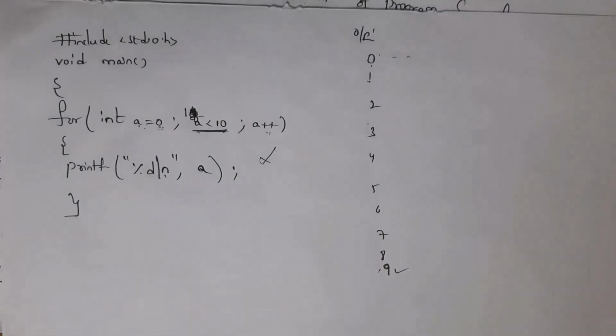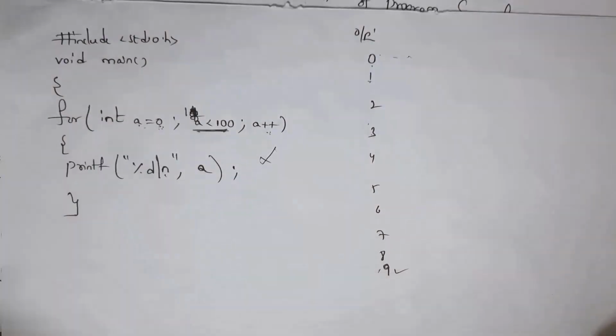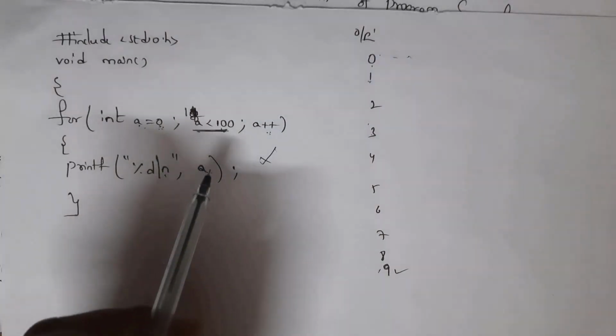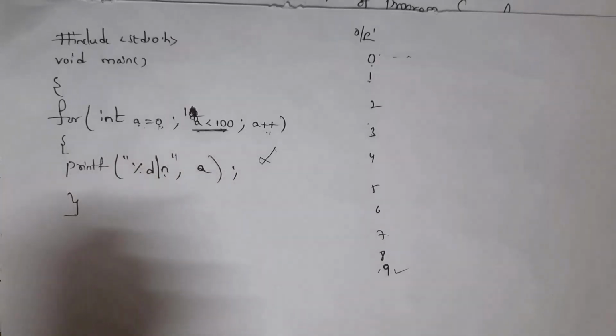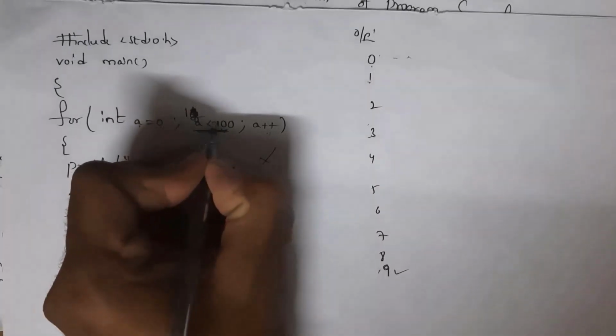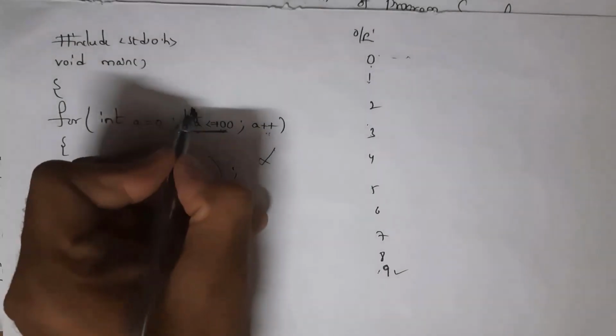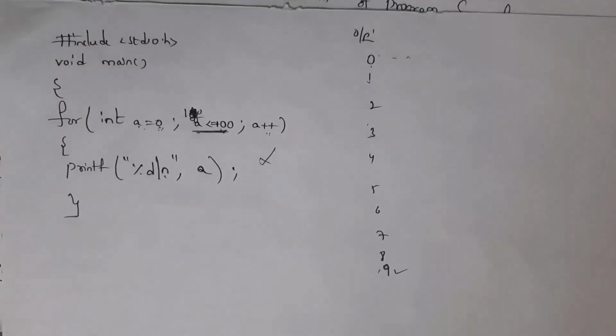For example, if you want to print numbers from 0 to 99, then you need to use here a less than 100. So it will print 0, 1, 2, 3, and so on until 99. For example, if you want to print numbers from 0 to 100, then you just need to write here a less than or equal to 100. So at last it will take 100. 100 is less than or equal to 100. So I'll get output from number 0 to 100. This is the C program for the for loop.